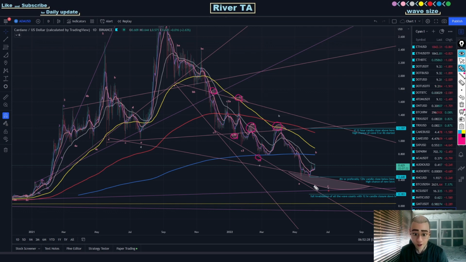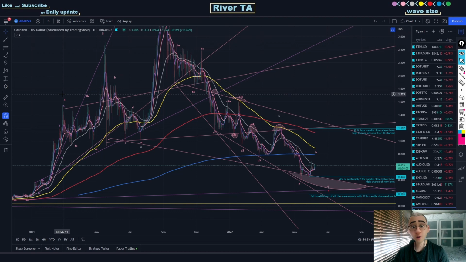So I'm assuming that if the price of Cardano goes up from here and then goes down, or goes straight down from here, if it does fall below this trend line and come into this pouch again, I would consider that as a great opportunity to buy some more into Cardano.